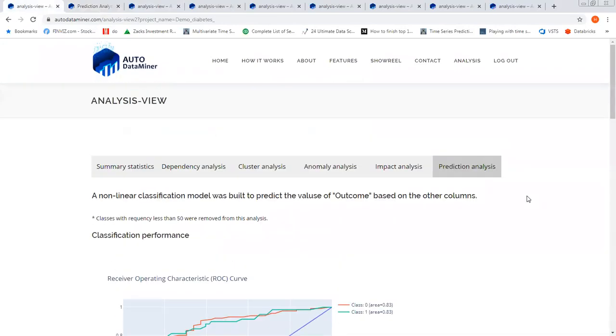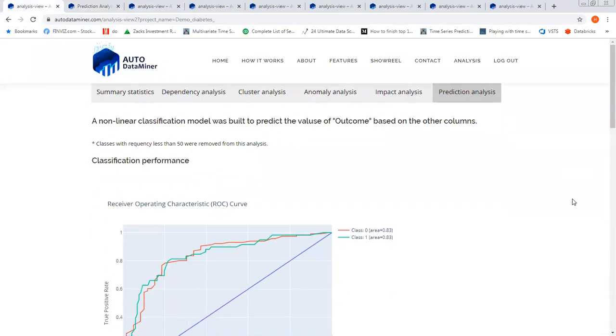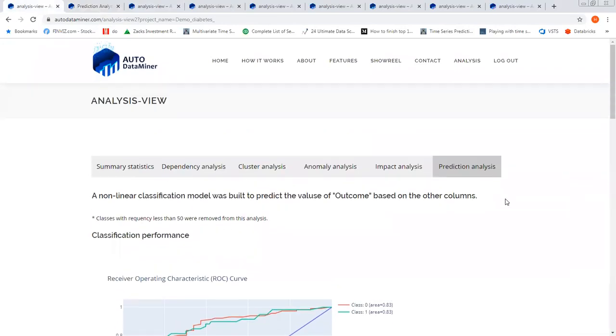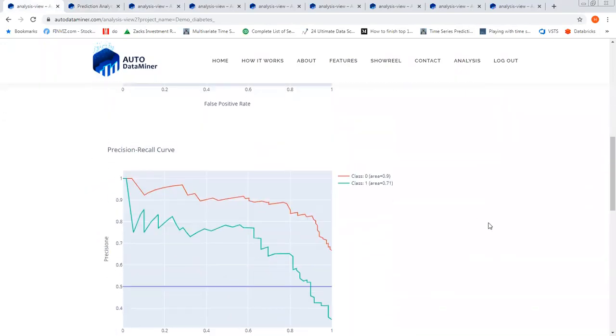So yeah, this was the overall structure of this system, and the type of analysis that you can really generate using AutoDataMiner.